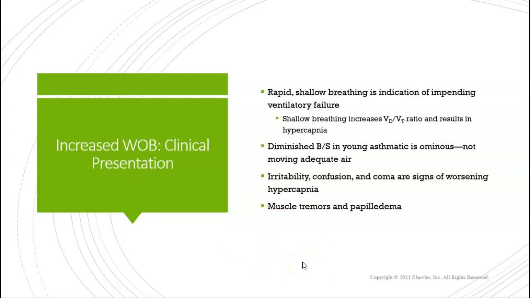All right, so then we're moving on to that increased work of breathing clinical presentation. If you think about it, these are the typical patients you've seen over the summer. These are the ones you see in the emergency room that are coming in. They're breathing really, really fast, really, really shallow. And that is the big red flag that things are going to go south quick and they're going to go into ventilatory failure. So that rapid shallow breathing usually indicates that there's some issue with air resistance or compliance in the lungs that's causing that increased work of breathing.